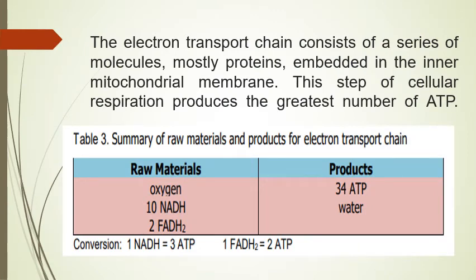The electron transport chain consists of a series of molecules, mostly proteins, embedded in the inner mitochondrial membrane. This step of cellular respiration produces the greatest number of ATP. Table 3, summary of raw materials and products for the electron transport chain. The raw materials: oxygen, 10 NADH, 2 FADH2. The products: 34 ATP and water.